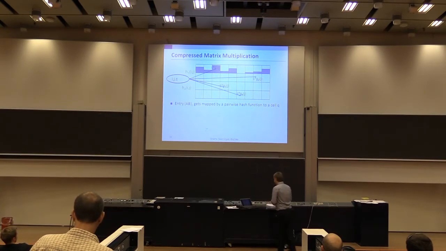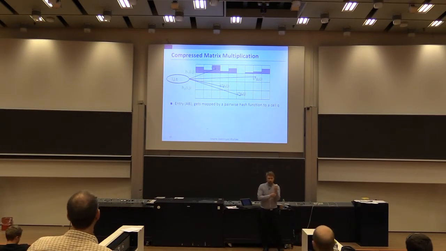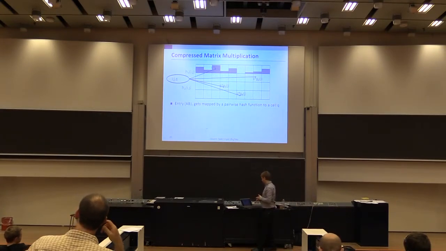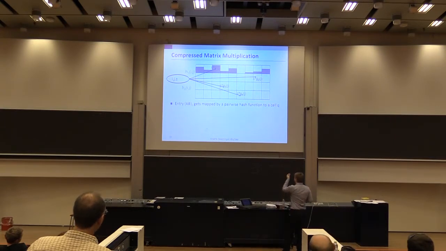So let's go back to this sketch construction. We think of having some entry in a sketch of the product AB that we want mapped, as a function of index I and index J of this entry, to some cell, and we keep some information about the weight of that entry in that cell. What we require using the count sketch idea is that each entry of the product should be mapped by a pairwise hash function to some cell in the sketch.